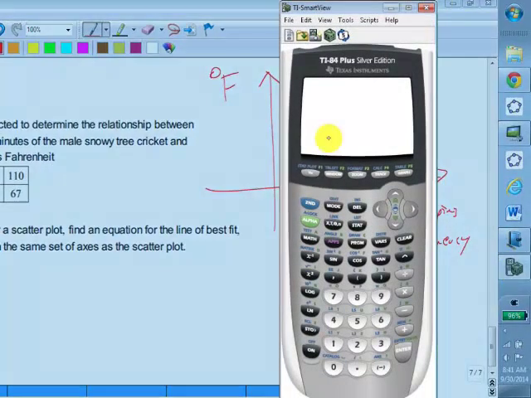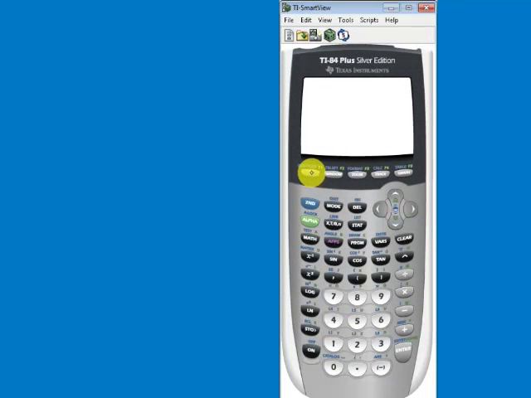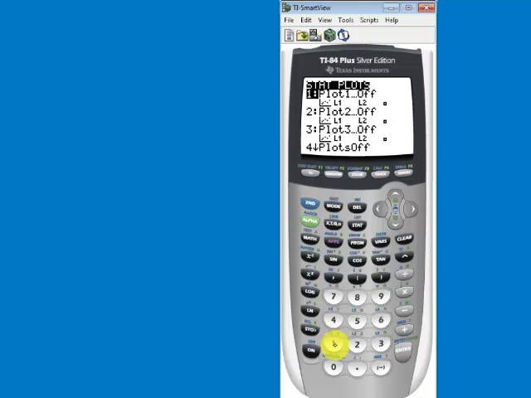There's the calculator. So what we want to do is second, stat plot. On the Y equals button, if you press the second button and then the key right above it, Y equals, it'll take you to this menu. Second, and then up to Y equals. That's stat plot. Press the number 1.